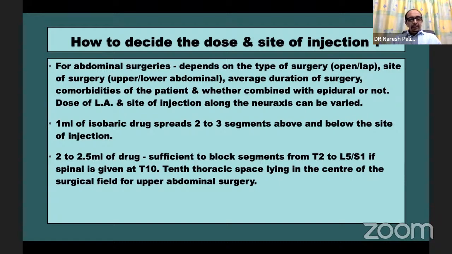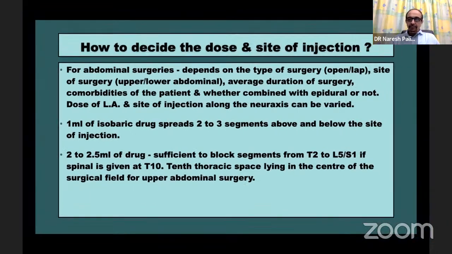Dose of local anesthetic and the site of injection along the neuraxis can be varied. If you keep in mind that 1 ml of isobaric drug spreads 2 to 3 segments above and below the site of injection, you can calculate the doses required for each surgery. What this means is 2 to 2.5 ml of the drug is sufficient to block segments from T2 to L5-S1 if spinal is given at T10, the 10th thoracic space lying in the center of the surgical field for upper abdominal surgeries.